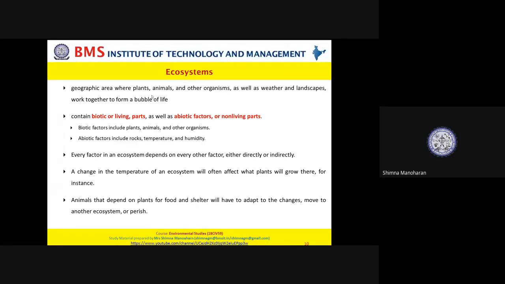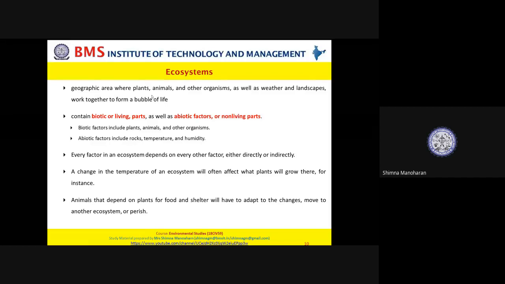So any ecosystem mainly consists of two components, the biotic or living parts and abiotic factors or the non-living parts. So biotic factors, right? These are plants, animals, and the organisms. Whereas abiotic factors are rock, temperature, humidity, then the chemical nature, the ions, the dissolved oxygen. So all these are abiotic factors.